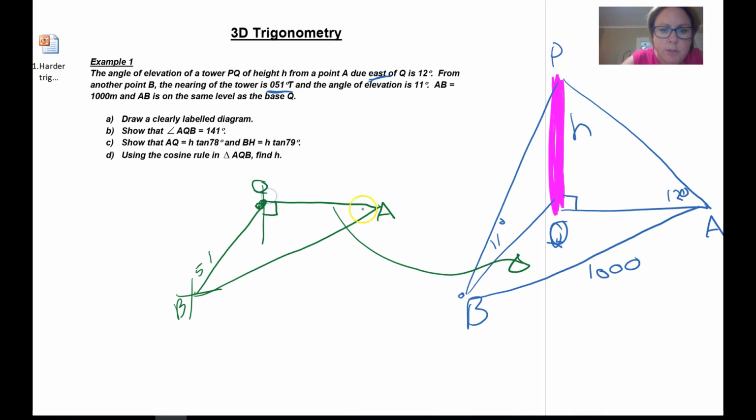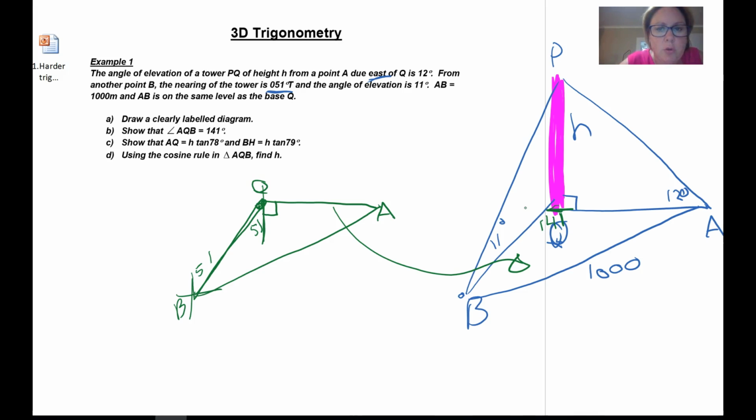Okay, it says show that BAQ is 141. Well, this is 90 because it's due east, and this is 51 because they're alternate angles. They give you that because they don't want you to mess up by not knowing that. So that one there is 141.